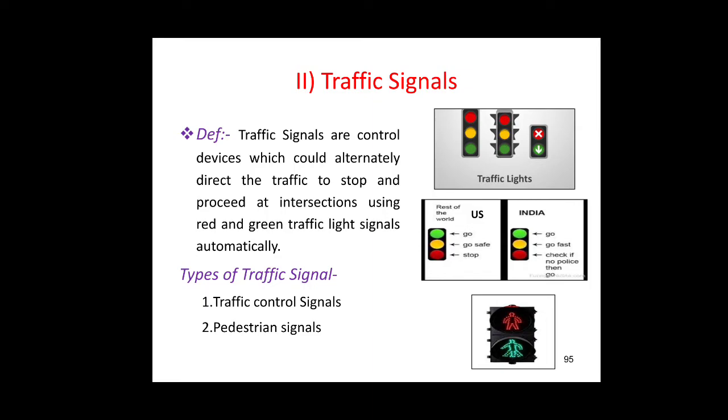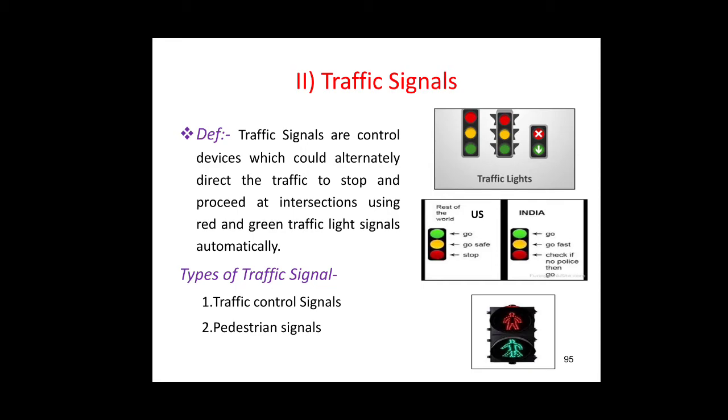First is the traffic signal for the vehicles, and second one is the pedestrian signal. A popular joke says that green is to go, yellow is to go fast, and red is to check if no police, then go. So this becomes the common problem of the drivers in India, that the colors of the traffic signals are understood in this particular way. But basically the correct use of the traffic signal is green is to go, the amber or the yellow color is to go safe, and red is to stop.